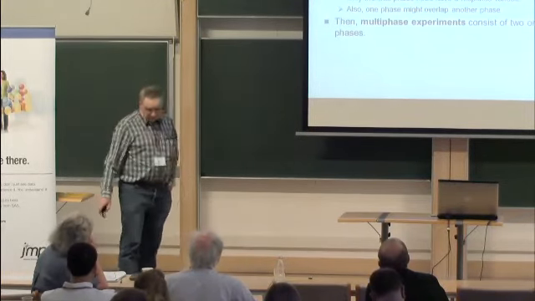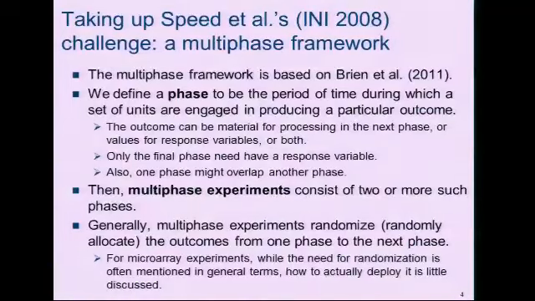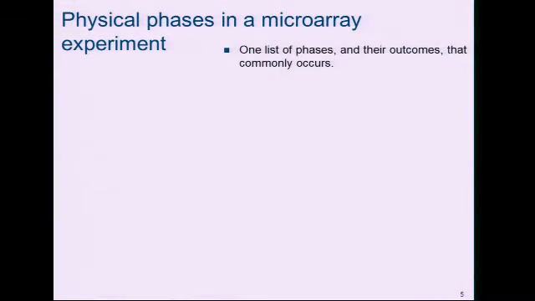Then multi-phase experiments consist of, obviously, several phases. Generally, multi-phase experiments randomise or randomly allocate the outcomes from one phase to the next phase. And for microarray experiments, while the need for randomisation is often mentioned in general terms, how to actually deploy it is not addressed specifically often in the literature. So the first thing is to think about some phases that you might have in a microarray experiment, and I'm going to give one list of phases and their outcomes that commonly occurs, but it's flexible. You don't have to stick with this set of phases.